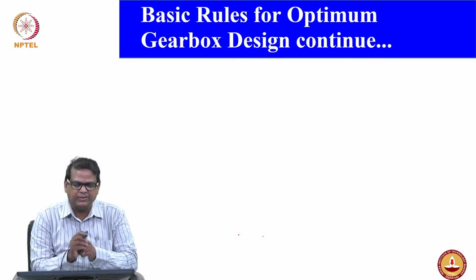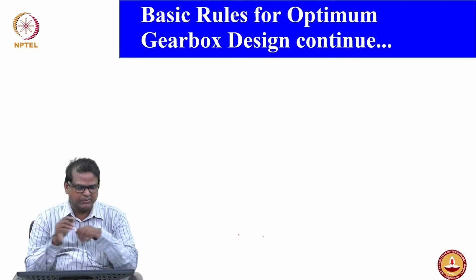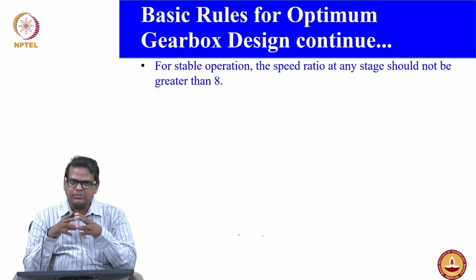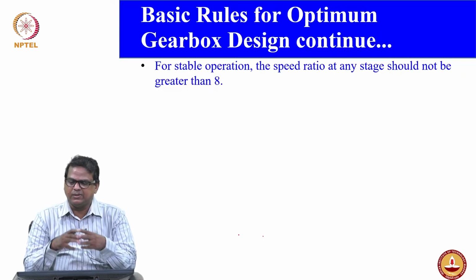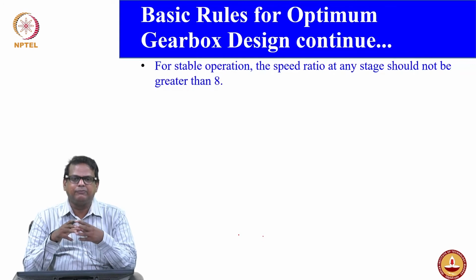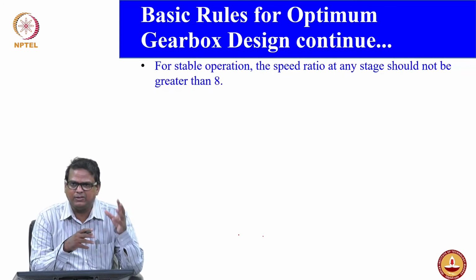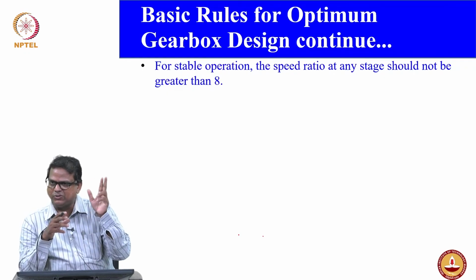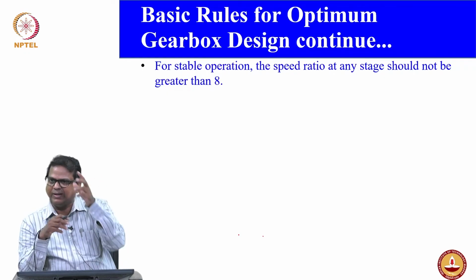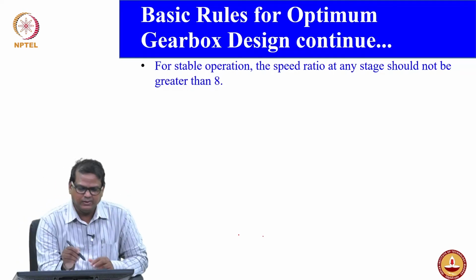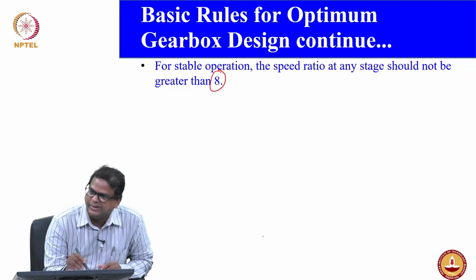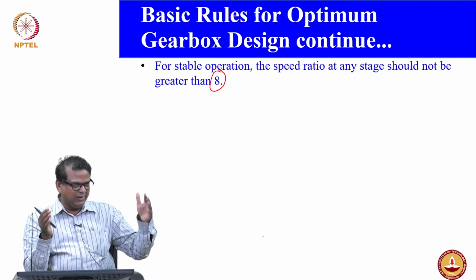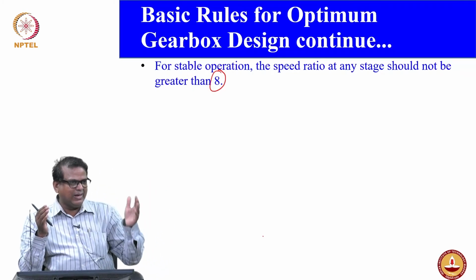We will discuss the basic rules for an optimum gearbox again, continuing. For stable operation, the speed ratio at any stage should not be greater than 8. You have seen 2 and 1/4, right. One is gear ratio 2, another is gear reduction 4. So obviously you cannot go beyond 8. That clearly indicates you have to choose within I max and I minimum.